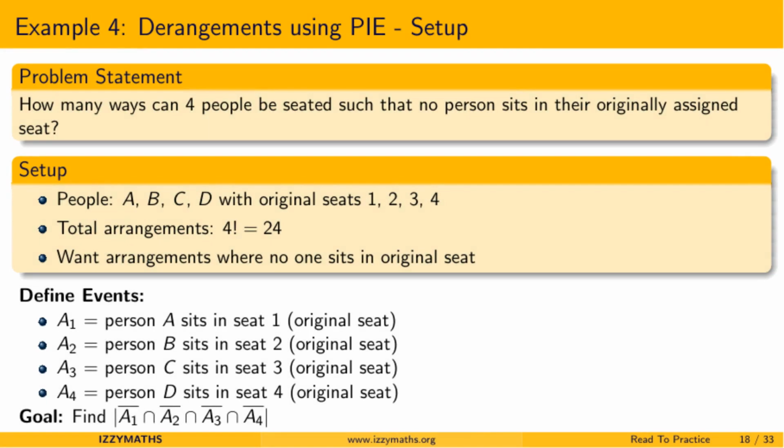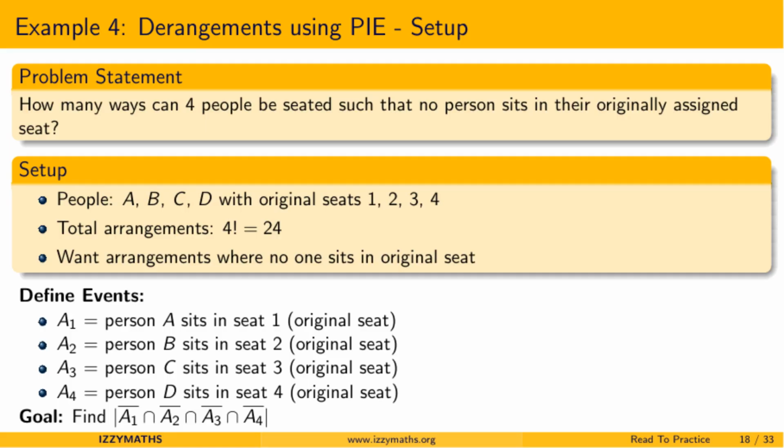Let's solve this for 4 people. How many ways can 4 people be seated such that no person sits in their originally assigned seat? We have people A, B, C, D with original seats 1, 2, 3, 4 respectively. The total arrangements without restrictions is 4 factorial equals 24. We want arrangements where no one sits in their original seat.